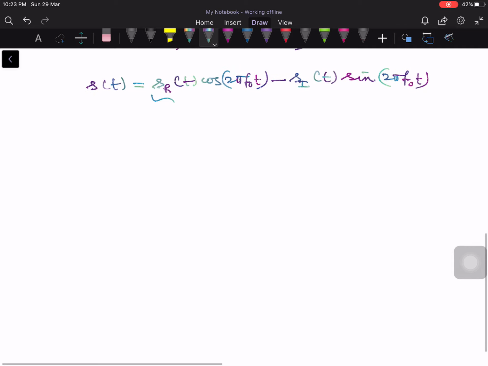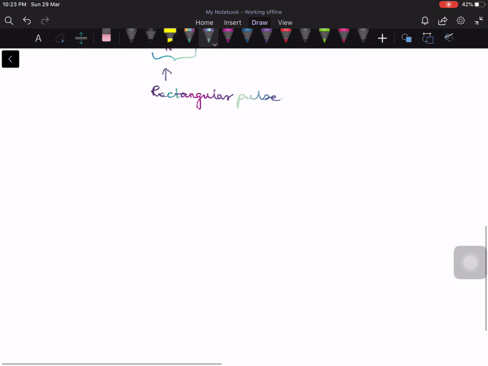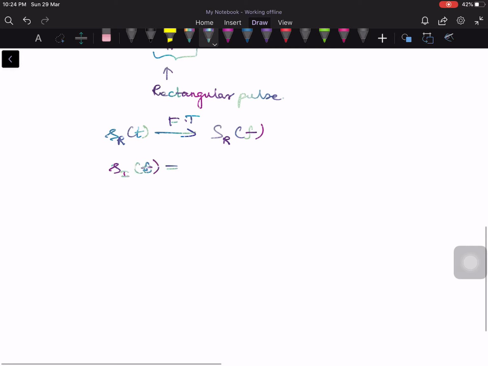And this is some kind of rectangular pulse, or any other shape, it doesn't matter. Now let us denote the Fourier transform of s sub r of t by capital S sub r of f, and the Fourier transform of s sub I of t by S sub I of f.